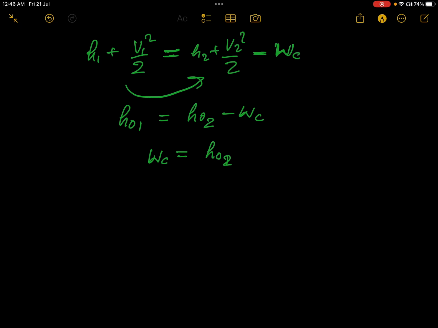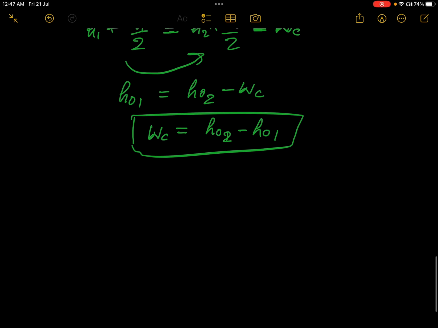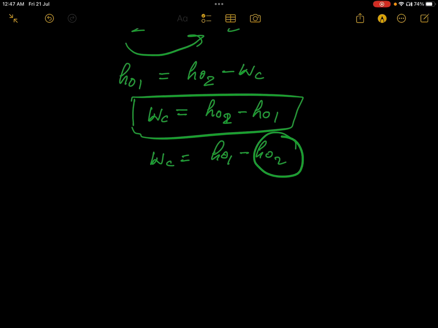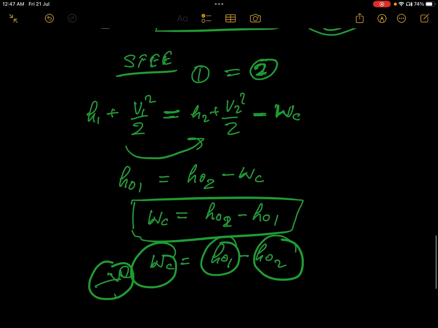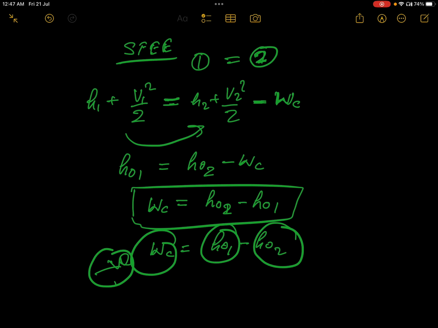The compressor work we are delivering is H naught 2 minus H naught 1. This is the positive compressor work we are saying. But actually, compressor work is negative, so H naught 1 minus H naught 2, because the final state is more and the initial stagnation state is less. So this will come out to be negative. That's why it is called energy transfer, because energy is transferring, not converting, from stagnation state 1 to stagnation state 2.